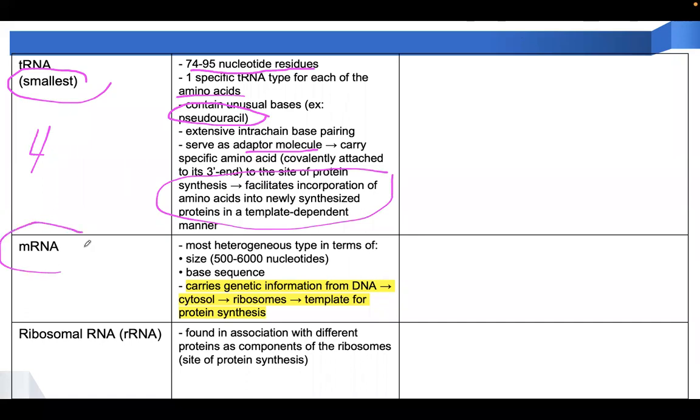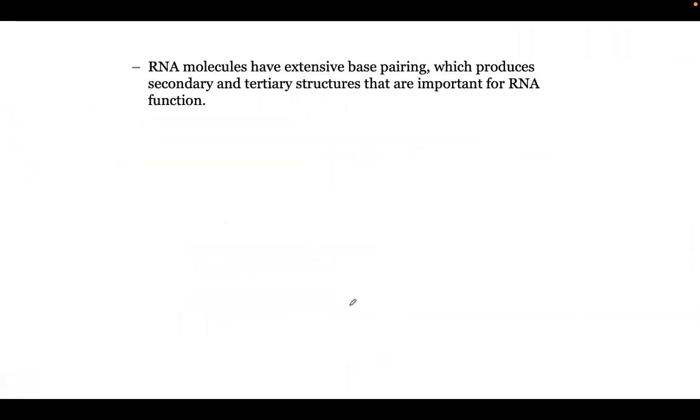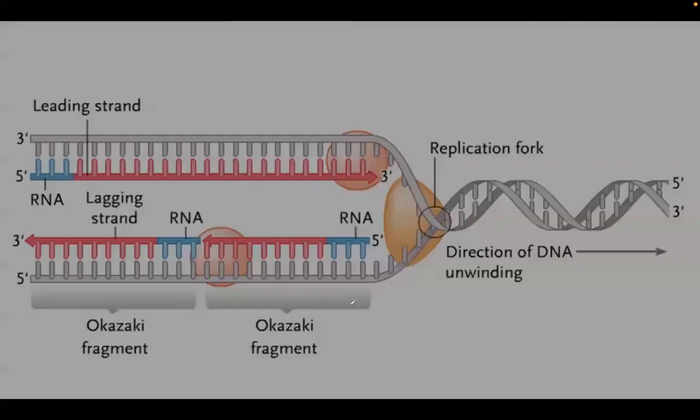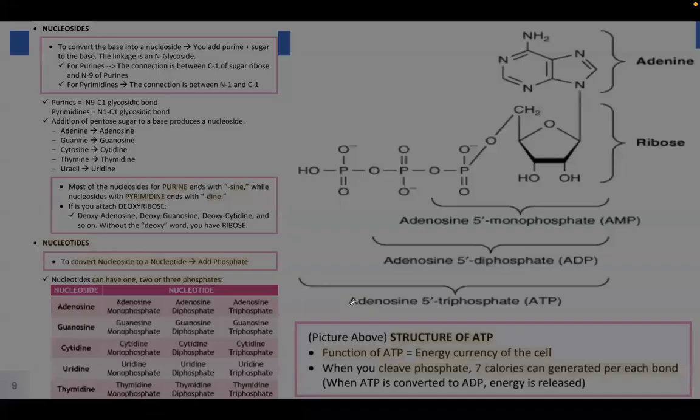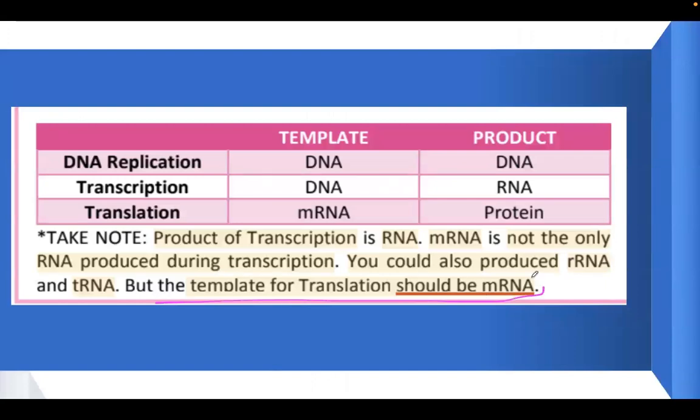Next, yung mRNA natin, your messenger RNA, it is the most heterogeneous type in terms of the size. Kasi meron siyang 500 to 6,000 nucleotides. And then, ang kanyang pinaka-major function is that it carries genetic information from the DNA to cytosol to ribosomes. And siya yung pinaka-template natin sa protein synthesis. Again, babalikan natin yung slide natin doon sa dulong-dulo. Okay? Di ba po? Template natin, mRNA, messenger RNA.